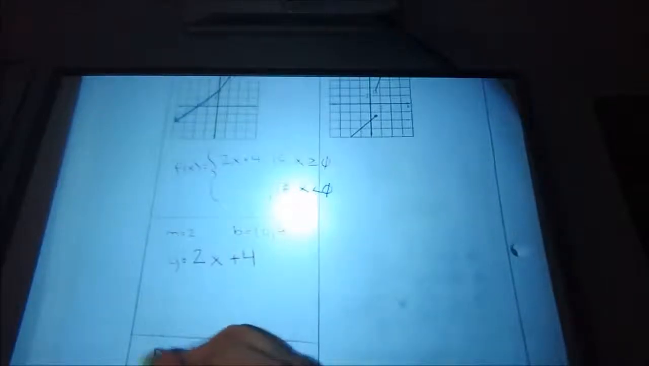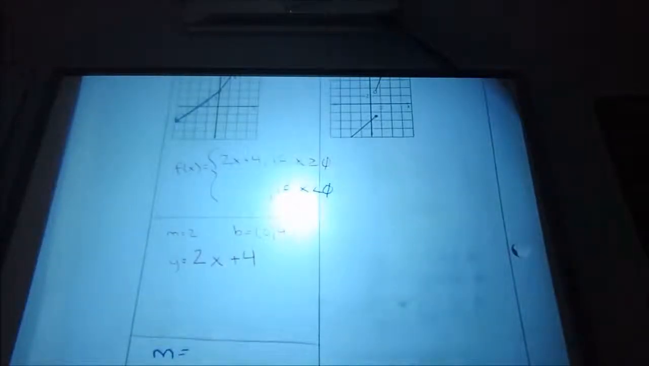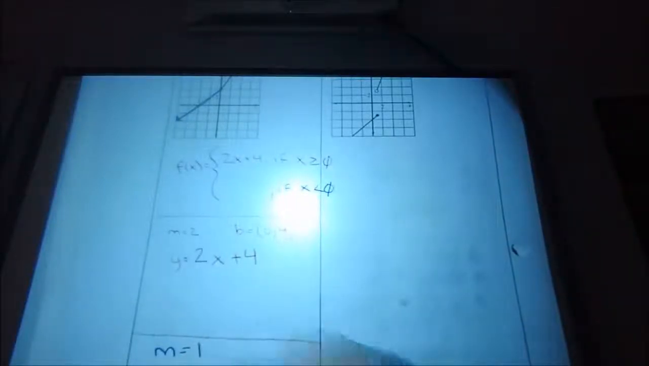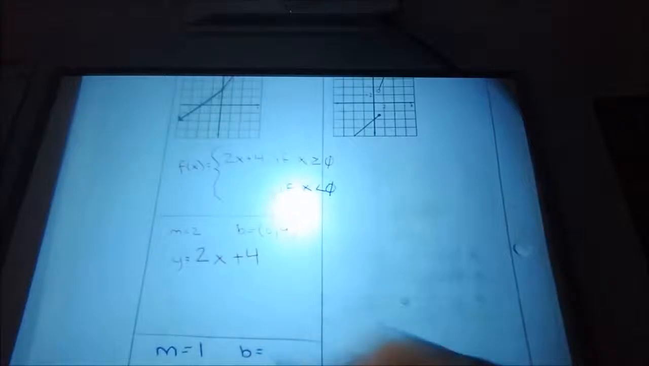So let's look at the blue line, or the line I've colored blue. Can you tell me the slope of that line? What is it? Rise 1, run 1, so 1 over 1, or just 1. Or if you're using a scale, 2 over 2. What's the b value? 4 again, right? Same point.